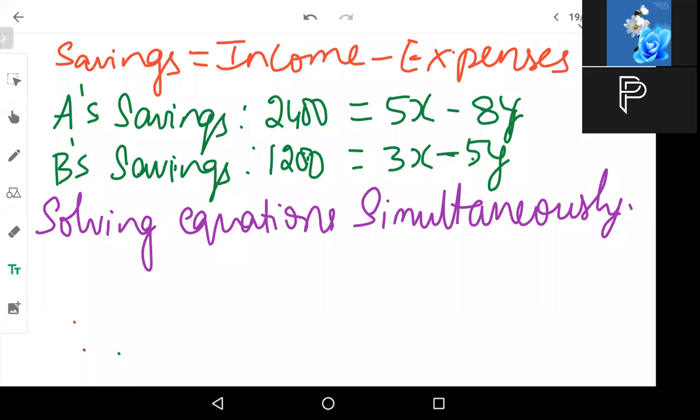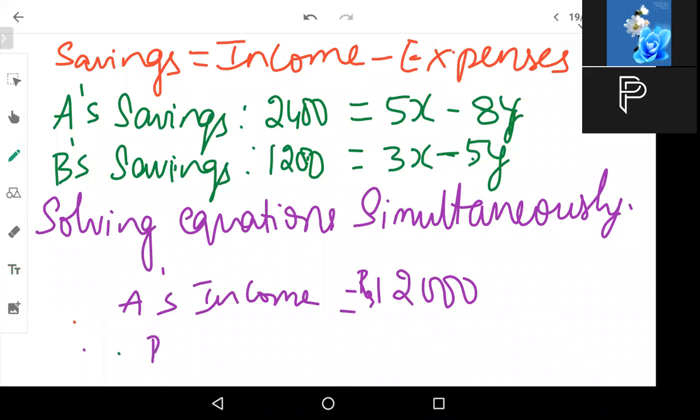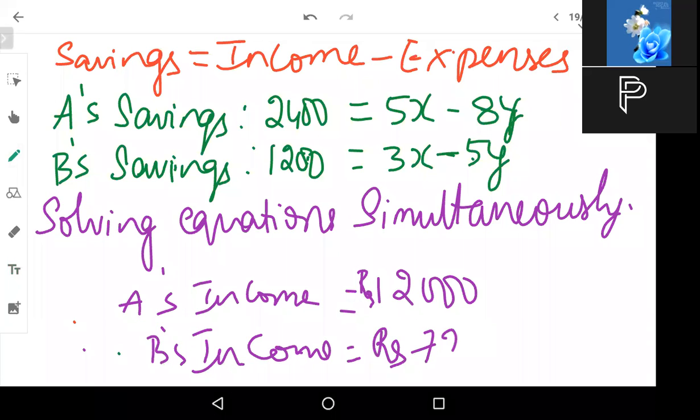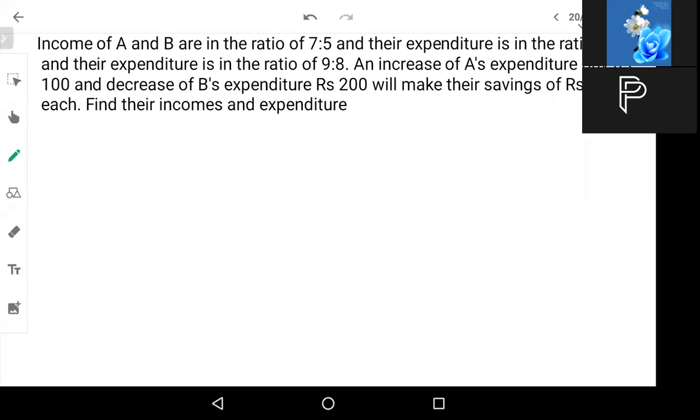So A's income will be 12,000 rupees, and B's income will be rupees 7,200. Good. Okay. Anybody found it difficult? You want me to explain any part of it? Or can we go to the next question?